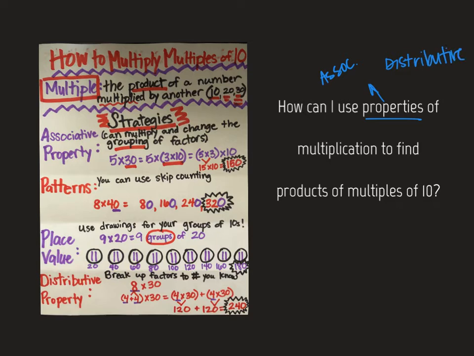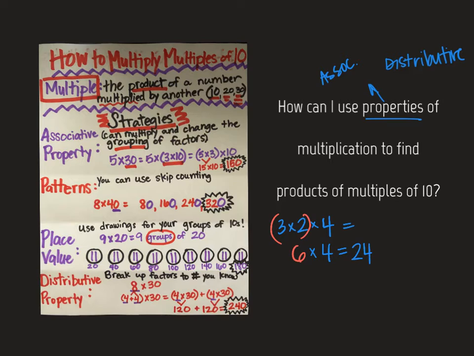Okay, so let's review what the associative property is. If you look over here at our anchor chart, remember the associative property means that you can multiply in any order. You can group the factors in any order and you're still going to get the same product. For example, if I wanted to multiply 3 times 2 times 4, I can group 3 times 2 together first, and I get 6. And then I can do 6 times 4, which would give me 24.